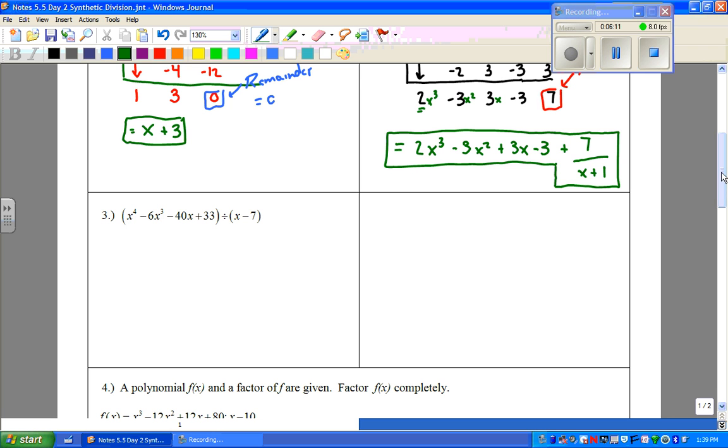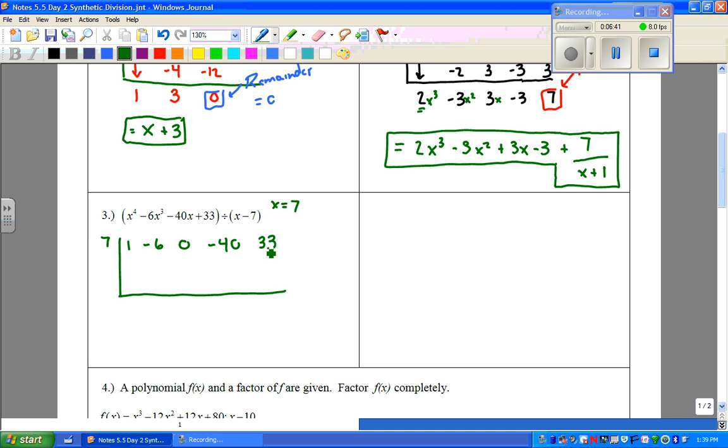All right, we want to take this quartic right here, and we want to divide it by x minus 7. So I'm going to take my x value out of here, and my x is going to equal 7, and I'm going to use that as my basis to start my synthetic division. Okay, leading coefficient here is a 1, x to the 4th power. Then I'm going to put negative 6. You'll notice I'm missing my x squared term here, so I'm going to put a 0 in its place. And then I'm going to go to minus 40, and then I'm going to end up with 33.